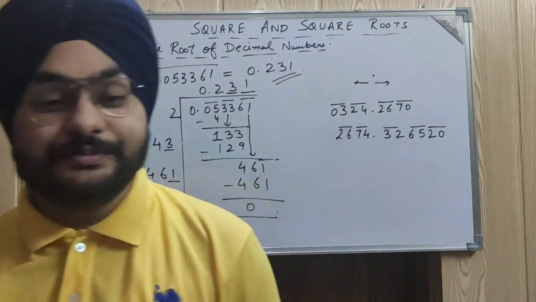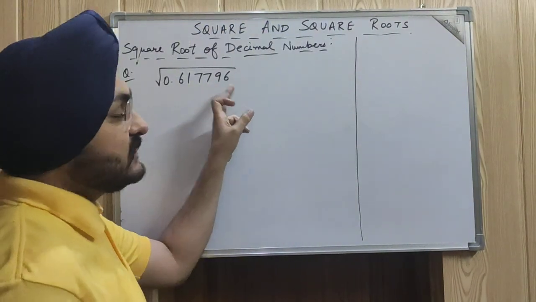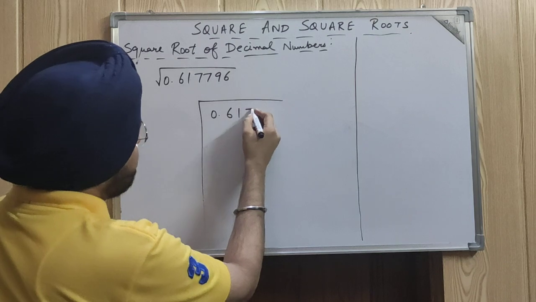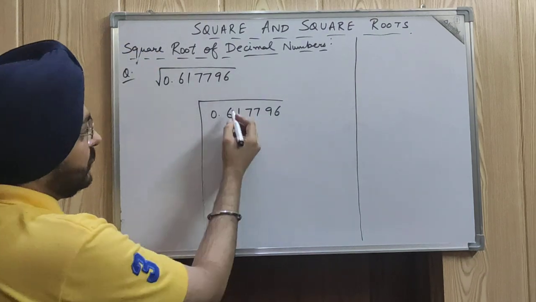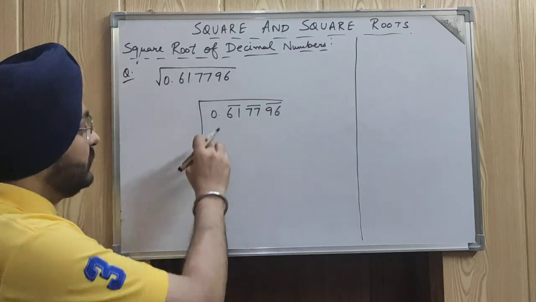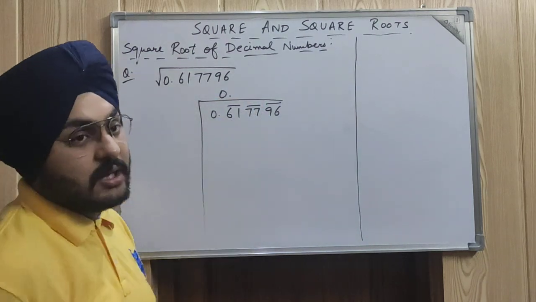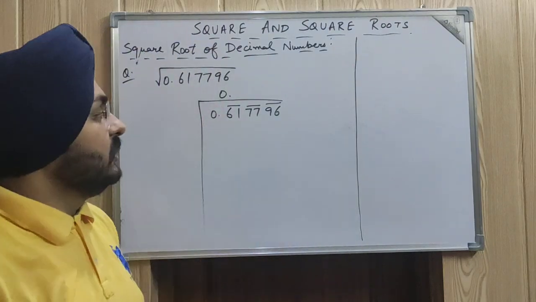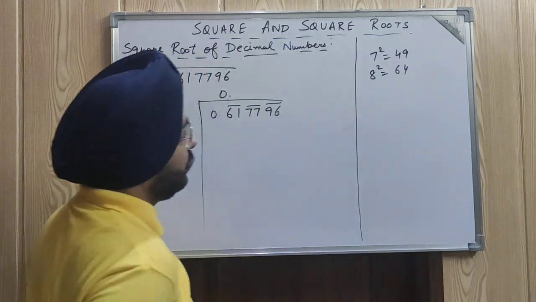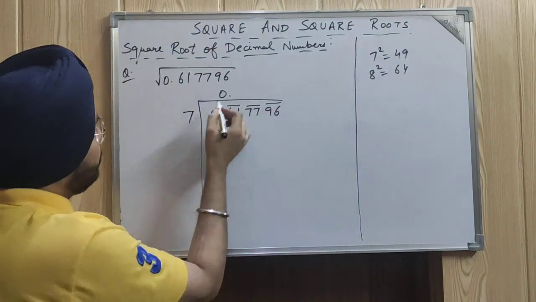Coming to the next question now. Our next question is in this way: find the square root of 0.617796. Firstly, you know how to make the pairs: 61, 77, 96. Again it is starting with 0 point only, so just write 0 point here. Now 61: 6 square, 7 square will be 49, and 8 square will be 64. Can I write 64 beyond this? No, I have to write 49, so I'll be starting with 7 only.